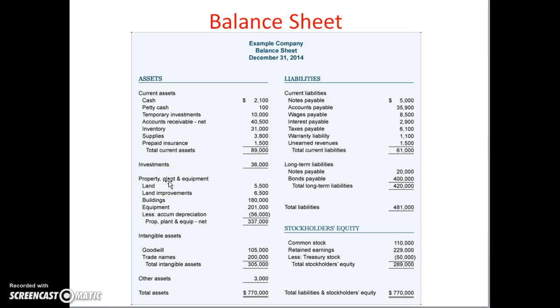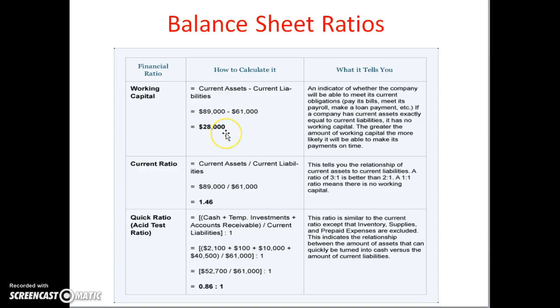Here's where these numbers were coming from. Here's our total current assets and our total current liabilities. This number is an indication of whether the company will be able to meet its current obligations. In other words, pay its bills, meet its payroll, make a loan payment, etc. If a company has current assets exactly equaling its current liabilities, it has no working capital. The greater the amount of working capital, the more likely it will be able to make its payments on time.